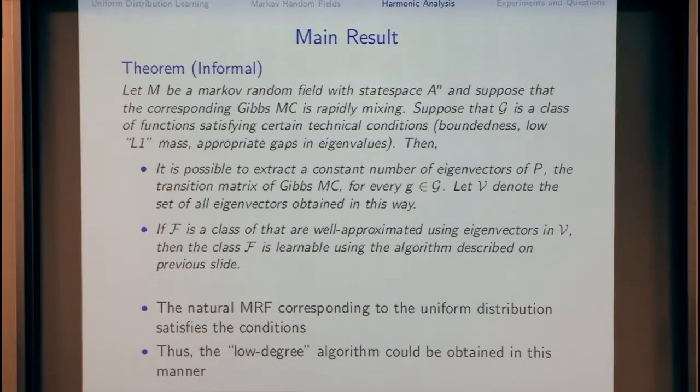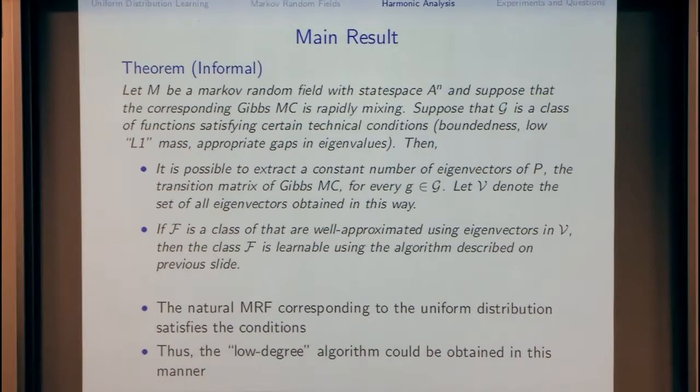And any function that can be approximated using the eigenvectors that you get from this class of functions g can be learned using the algorithm on the previous slide. So the algorithm itself is very natural, and the reason I said this is like the low degree algorithm is that if you were indeed in the case of the uniform distribution on the Boolean cube, and you take the standard random walk on the Boolean cube, the conditions that we require are indeed satisfied, and so you can just run this algorithm, and it will give you all the lower degree Fourier terms. Right?